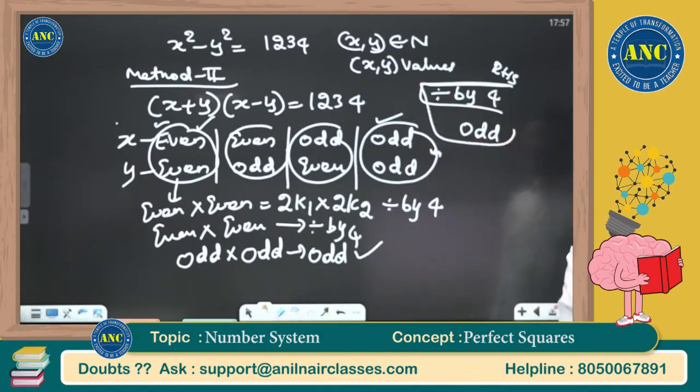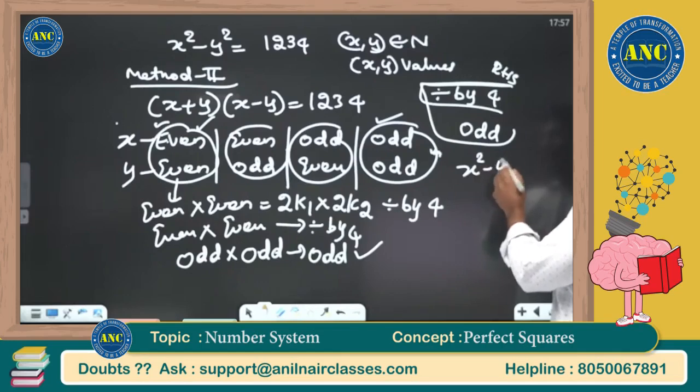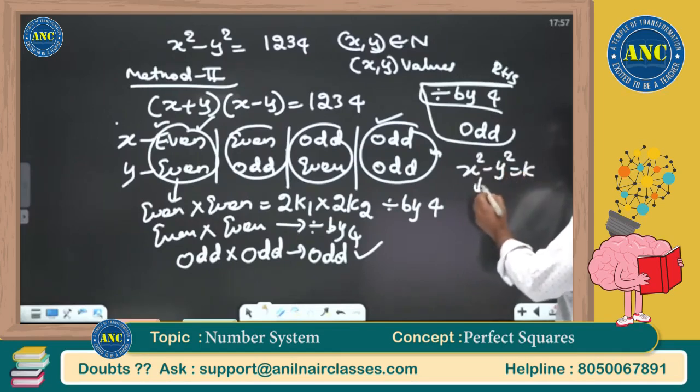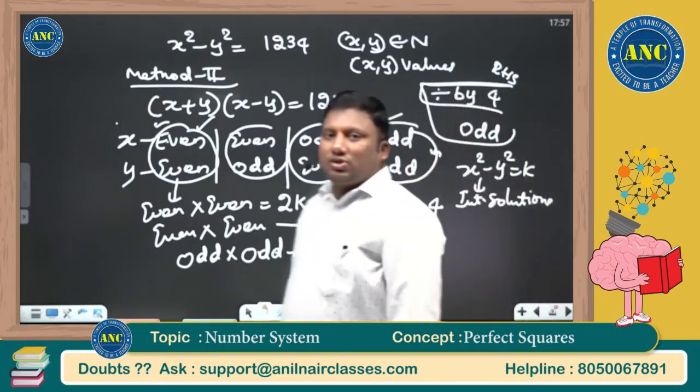Please make a note of this one, sir. X square minus y square equivalent to k. This will have integral solutions. What do you mean by integral solutions? The values x and y, if they take integers, then it is called an integral solution.